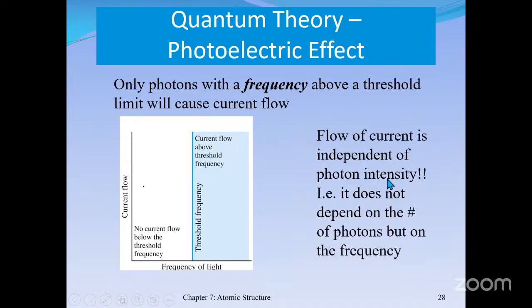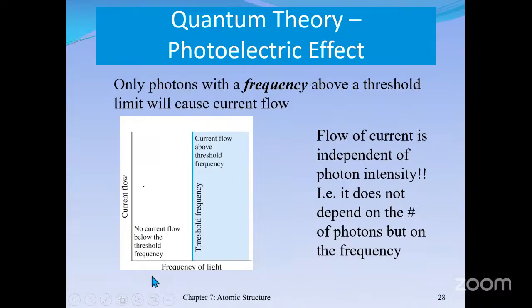What was determined based on the experiment is that only photons with a frequency above a certain threshold value will cause an electric flow. So what we're saying here is that if the frequency of the photon is below a minimum value, then there'll be no current detected.